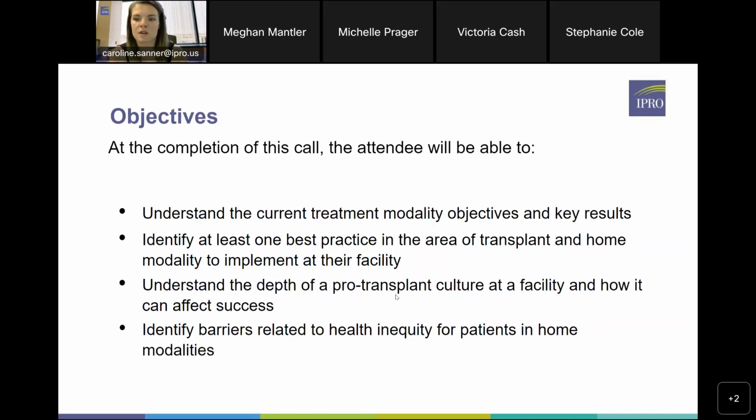We have some objectives on the screen today. So for this presentation, at the completion of the call, all the attendees will be able to understand the current treatment modality objectives and key results. They'll be able to identify at least one best practice in the area of home and transplant to implement at their facility. They'll be able to understand the depth of a pro-transplant culture at a facility and how it can affect success, and identify barriers related to health inequity for patients and home modalities. Next slide.